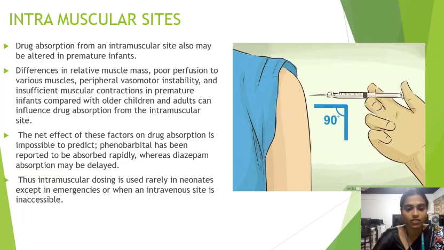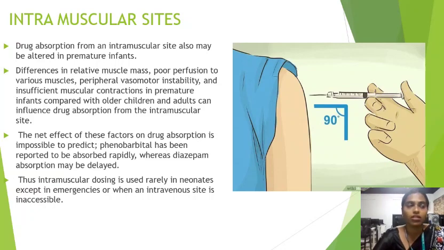Next, the net effect of these factors on drug absorption is impossible to predict. Phenobarbital has reportedly been absorbed rapidly, whereas diazepam absorption may be delayed. Thus, intramuscular dosing is used rarely in neonates except in emergencies or when an intravenous site is inaccessible.